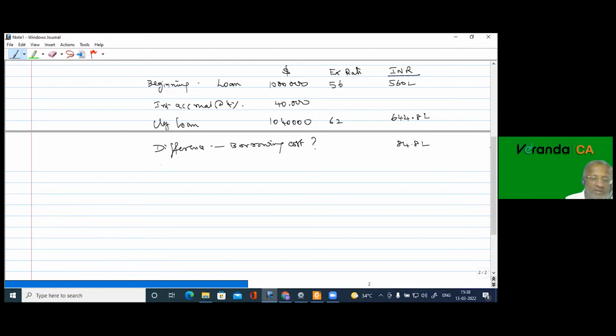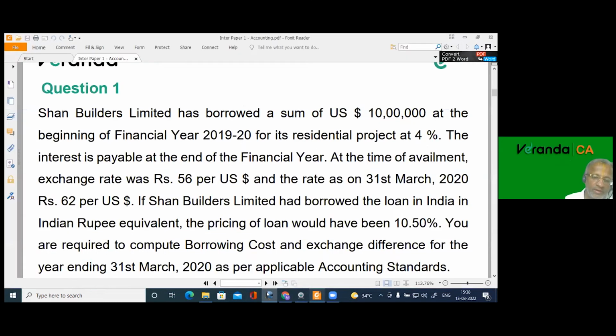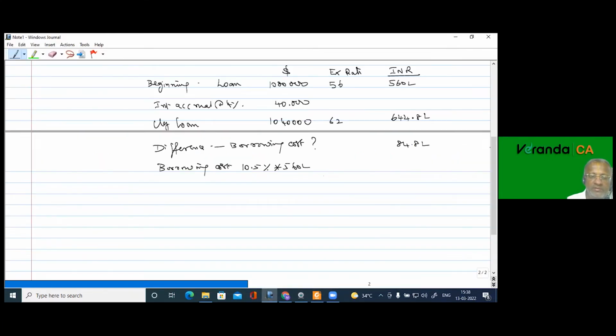The difference cannot exceed the notional INR borrowing cost. Borrowing cost is 10.5% into 560 lakhs. 10.5 into 560, 58.8 lakhs is the maximum amount that you can take up. Had you borrowed in INR, this much would have been the borrowing cost and not 84.8.